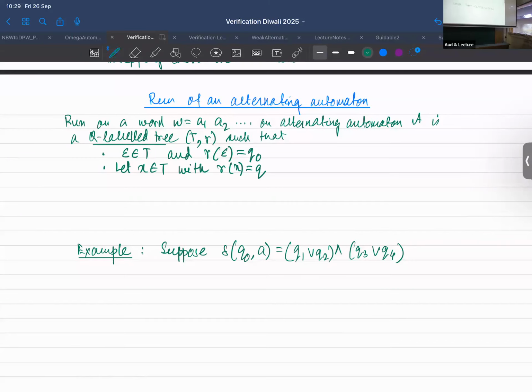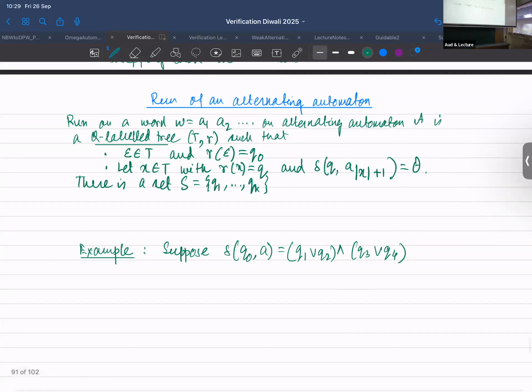So if there is a node X with R of X equal to Q, and suppose delta of Q equals theta, some Boolean formula theta, then what happens? Then there is a set S of the form Q1 to Qk such that S satisfies theta in a minimal manner, because we are talking about a single run, it satisfies theta in a minimal manner.